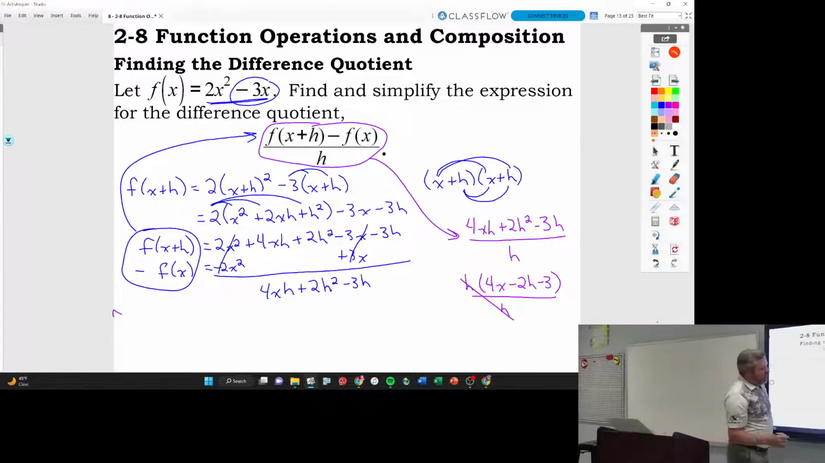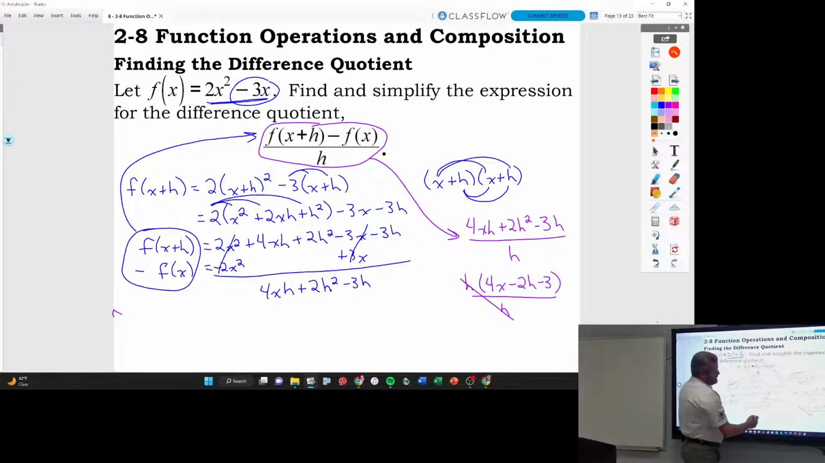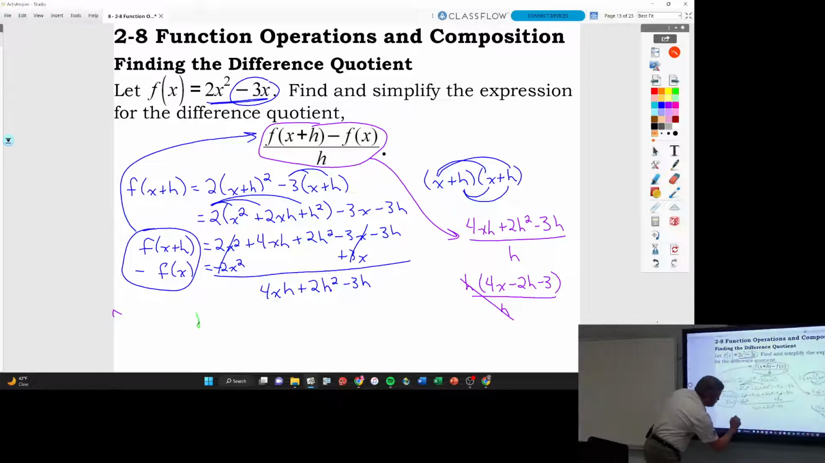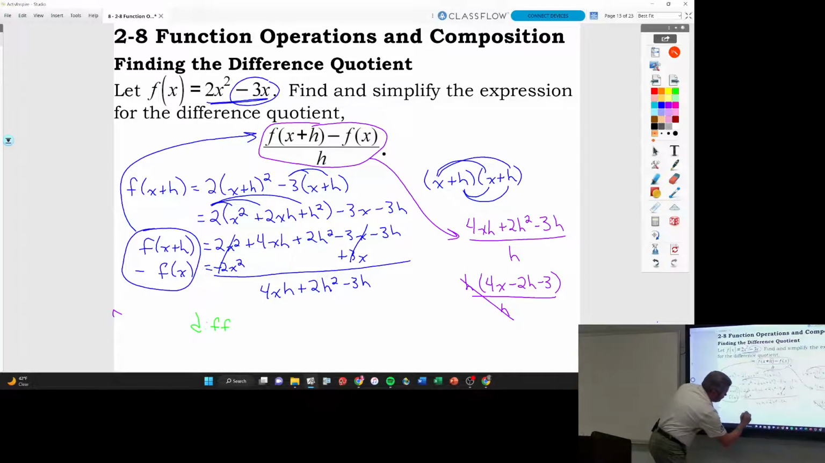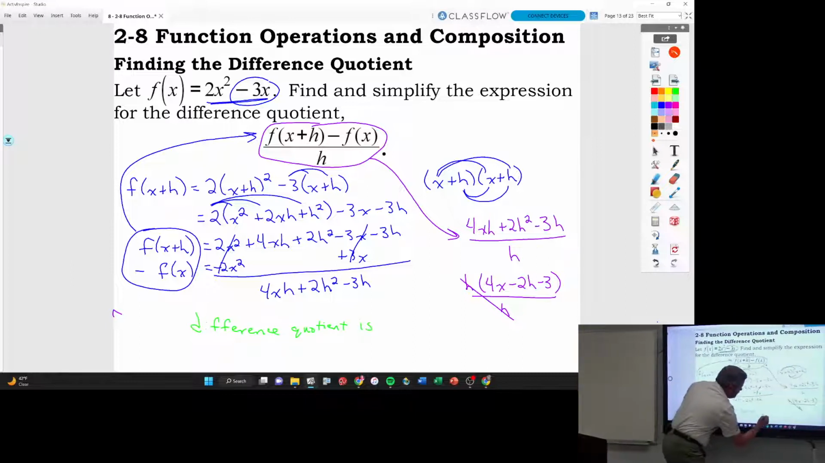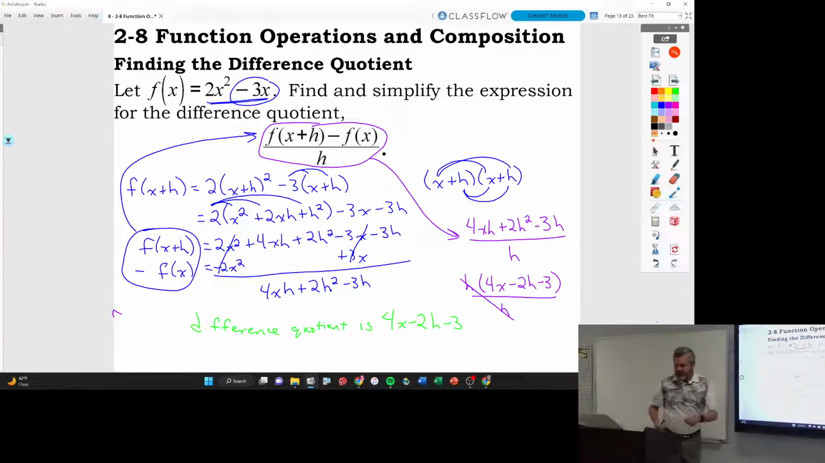And so all that's left here is my final answer. So my difference quotient is, I'll write it in green here, the difference quotient once you cancel those h's, all that's left is 4x minus 2h minus 3. And so that is your difference quotient.